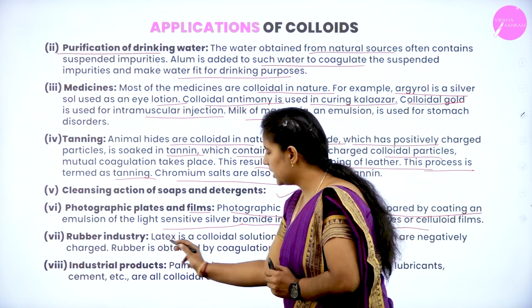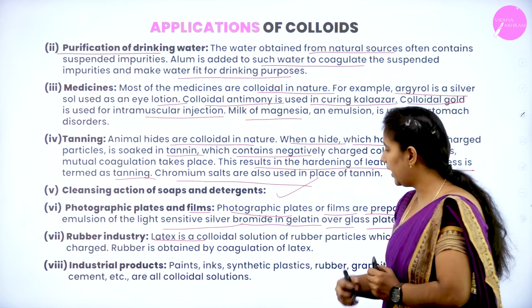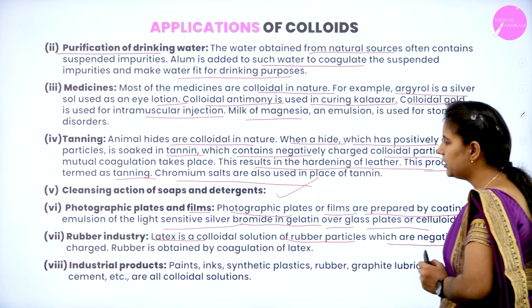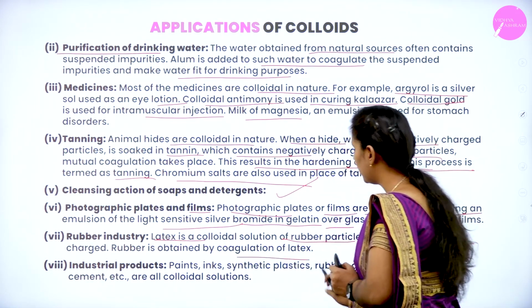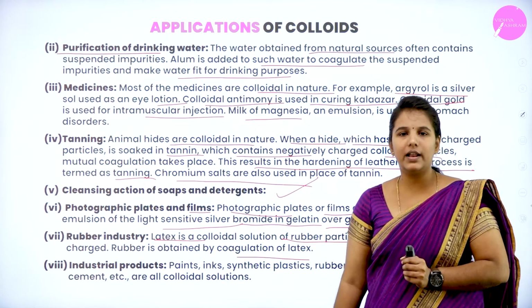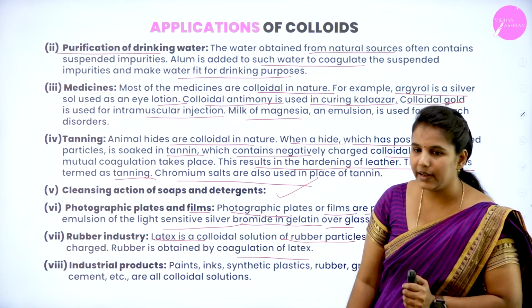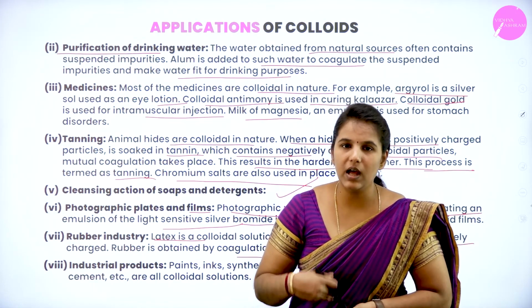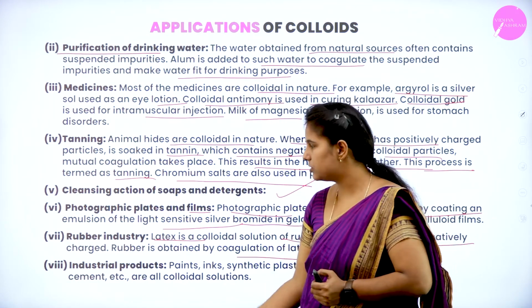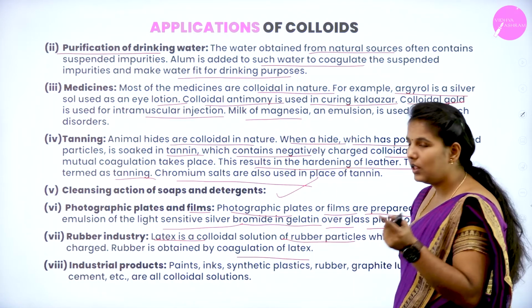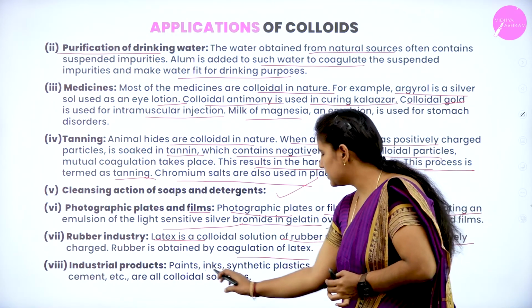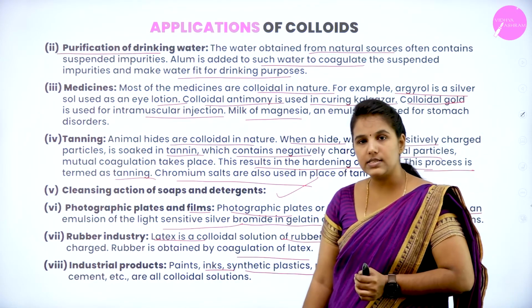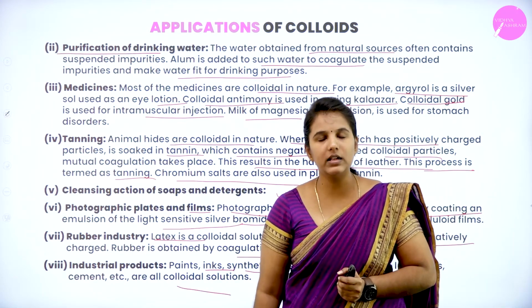And in the rubber industry, latex is colloidal in nature. The rubber particles are negatively charged, and rubber is obtained by coagulation of the latex. We know that latex is obtained from the bark of the tree, and it is also used in the preparation of synthetic rubber. Next comes industrial products. We are all familiar with paints, ink, plastic, rubber, graphite, lubricants and cement. They are usually in colloidal form.